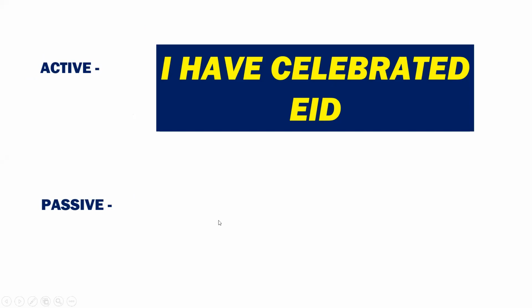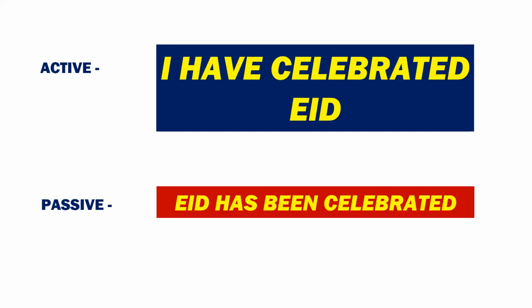What is Eid? Eid is a name of a festival, so it becomes a singular subject. So singular has been. Has Eid been. Eid has been celebrated. Very nice. See how you made it?